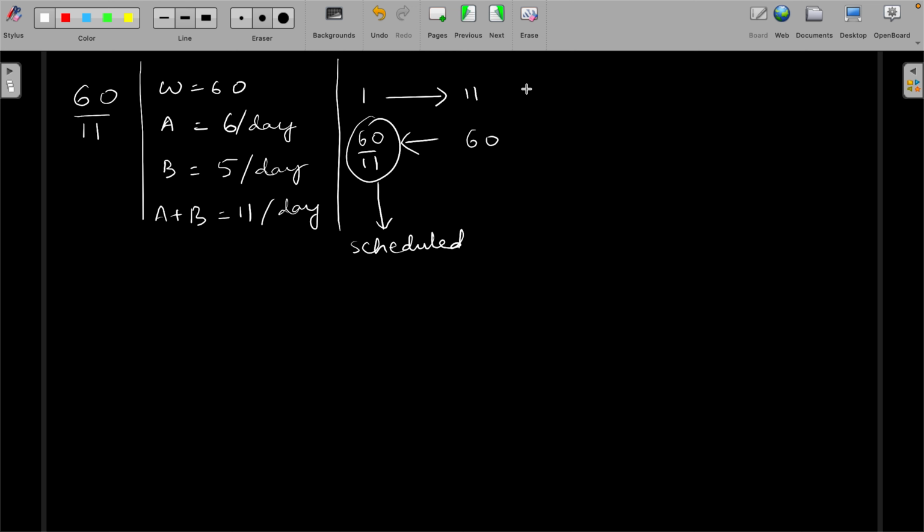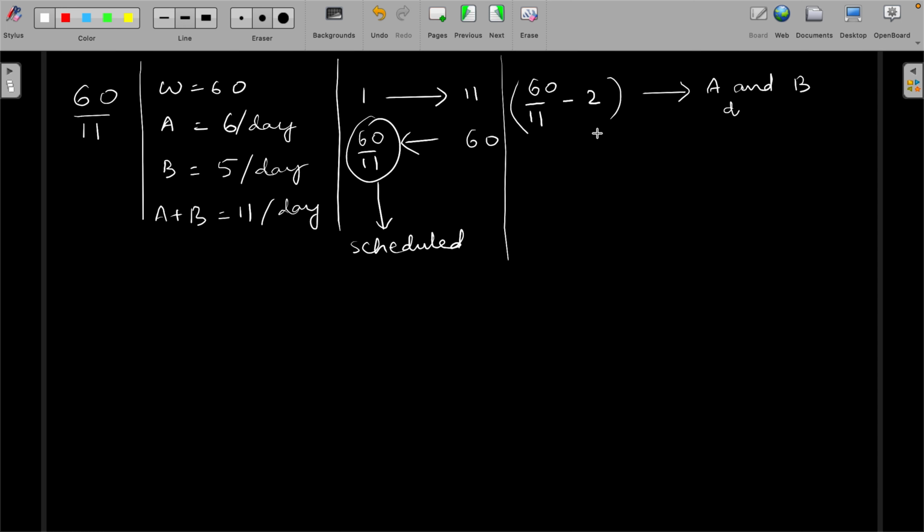But what happened? B left 2 days before the scheduled completion of work. That means for 60 by 11 minus 2 days, A and B combinedly did the work, and the remaining work will be done by A alone.